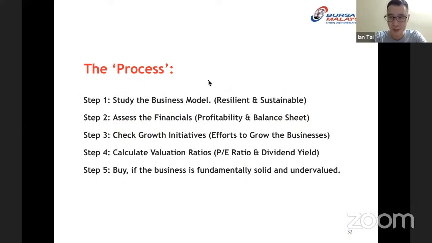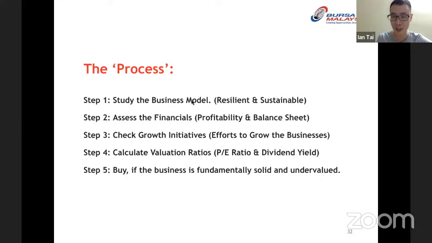Now, this is my process. Whenever, for example, I find a stock, whatever stock that is, it can be ABC Berhad, I have a filtering process to decide for myself whether I should invest in this stock or not. The first one is that I will study the business model. Before I even look at the stock price, I'll look at the business model first.